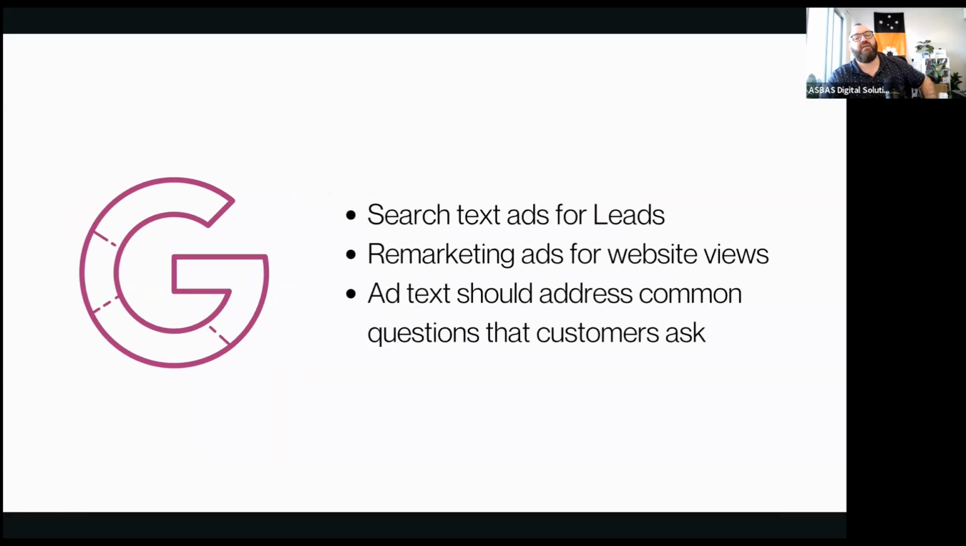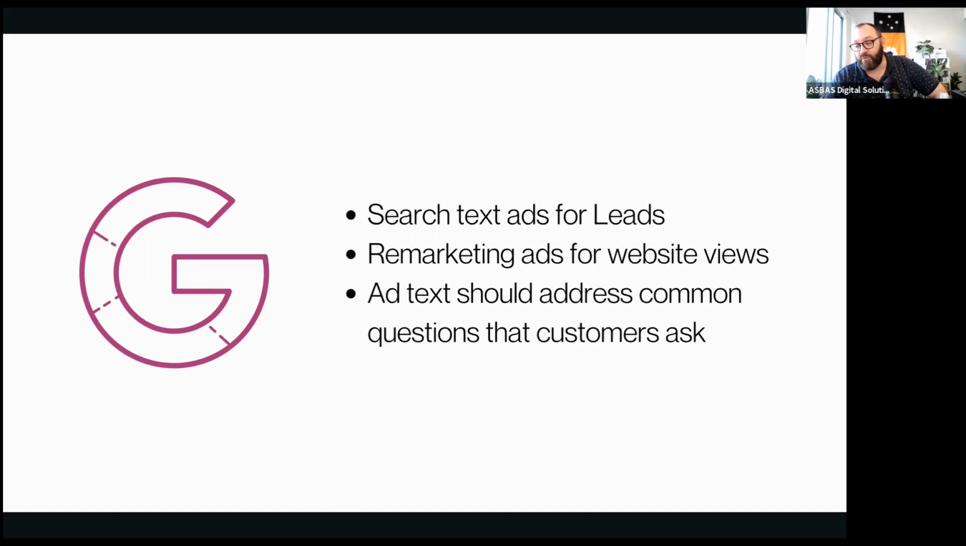In Google, then, we're creating search text ads for leads. Our objective is to get leads. So then we're also doubling up by creating what we call remarketing ads. They're like the retargeting ads in Facebook, but these ones are called remarketing because it's Google, it's a bit different. And we're retargeting or remarketing people who have viewed our website or a specific page on our website. They've gone to a product page on the website.